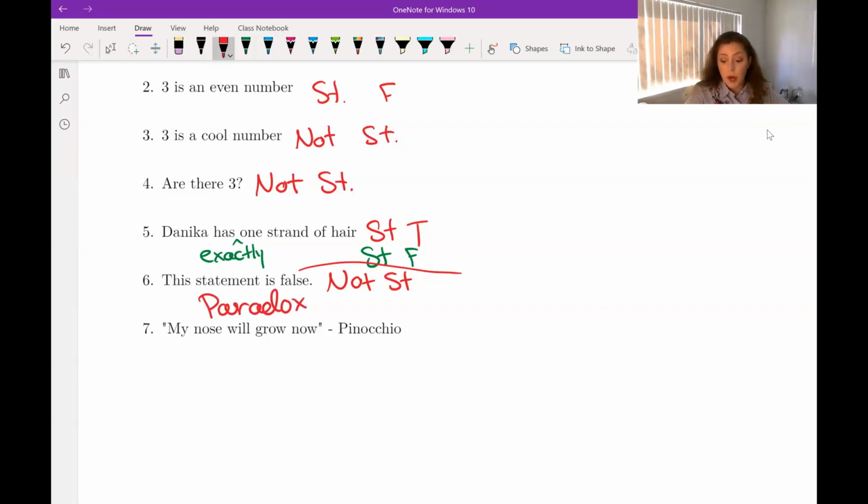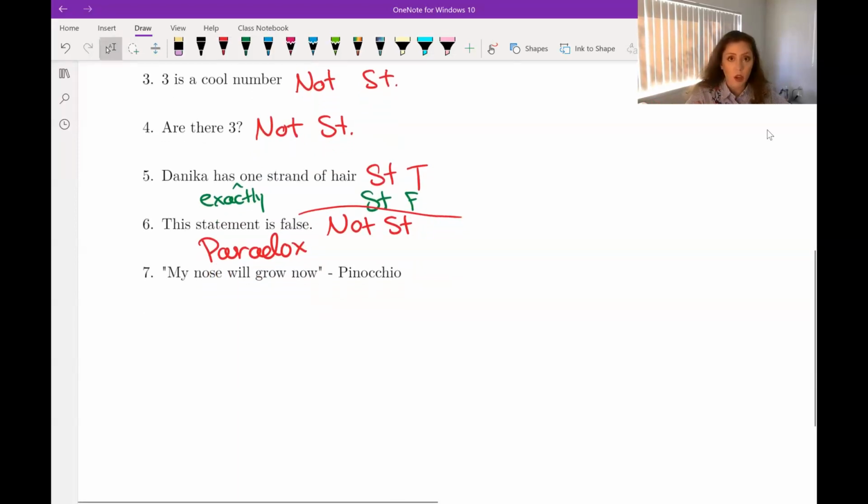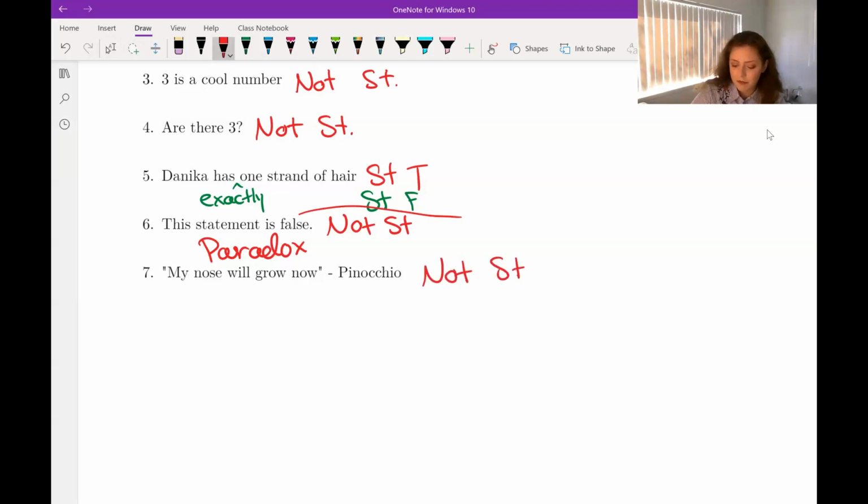So, My Nose Will Grow Now, by Pinocchio. So if you don't know, Pinocchio is a little puppet, and every time he lies, his nose grows. But if he tells the truth, his nose doesn't grow. Okay? So if he was telling the truth that his nose is going to grow right now, his nose wouldn't grow because he was telling the truth. Well, if he lied about it, then his nose would grow. Oh, but then he'd be telling the truth because he said his nose was going to grow. So once again, this is not a statement, it's a paradox. I think those are fun. Okay, on to the next thing.